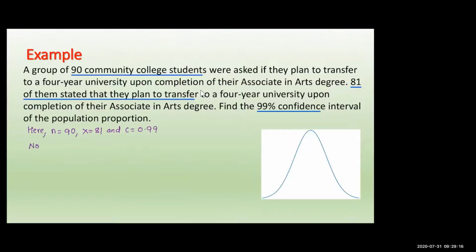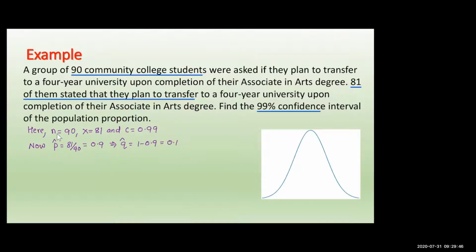Now we can easily calculate the proportion of students, P hat, transferring to a 4-year university. It is 81 out of 90, which is equal to 0.9. If we divide 81 by 90, it is 0.9. So if we want to find Q hat, it is 1 minus P hat, so 1 minus 0.9, which is equal to 0.1. So we have P hat, we have Q hat, we also have n.